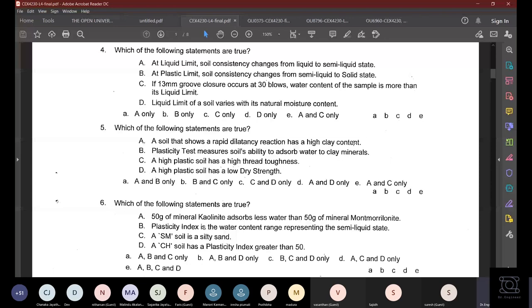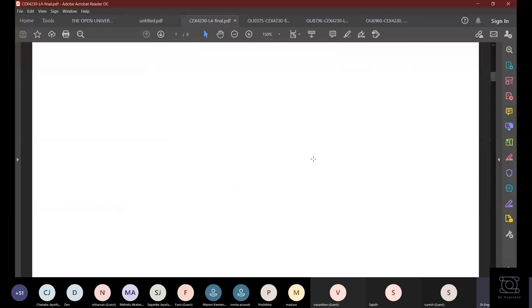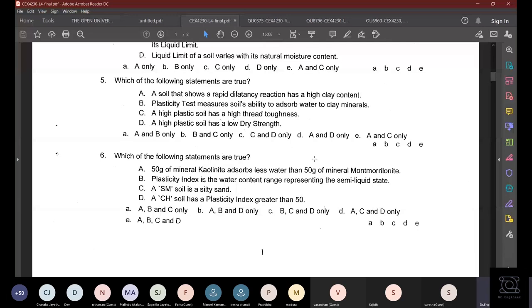The next one: which of the following statements are true? 50 gram of mineral kaolinite absorbs less water than 50 gram of mineral montmorillonite. You know montmorillonite is a high plastic clay, so kaolinite is a low one, so it absorbs less water. Statement A should be correct, isn't it? Next. The plasticity index is the water content range representing the semi-liquid state. Yeah, you can say that the plasticity index is the difference between the plastic limit and the liquid limit, right? So at that state, the state of the clay is semi-liquid.